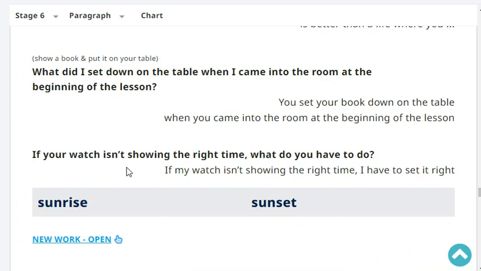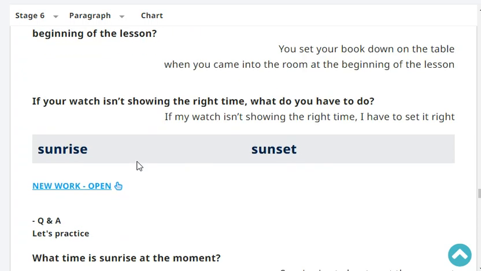What did I set down on the table when I came into the classroom at the beginning of the lesson? You set down your book on the table when you came into the room at the beginning of the lesson. If your watch isn't showing the right time, what do you have to do? I have to set it right.